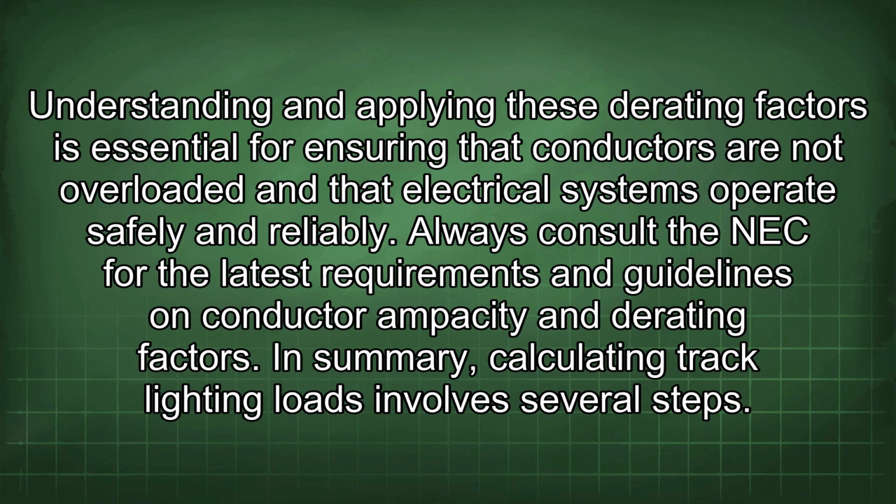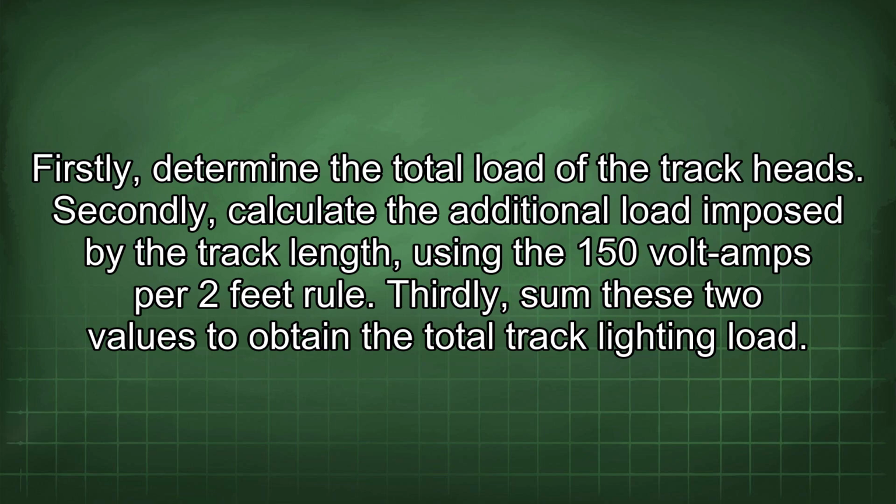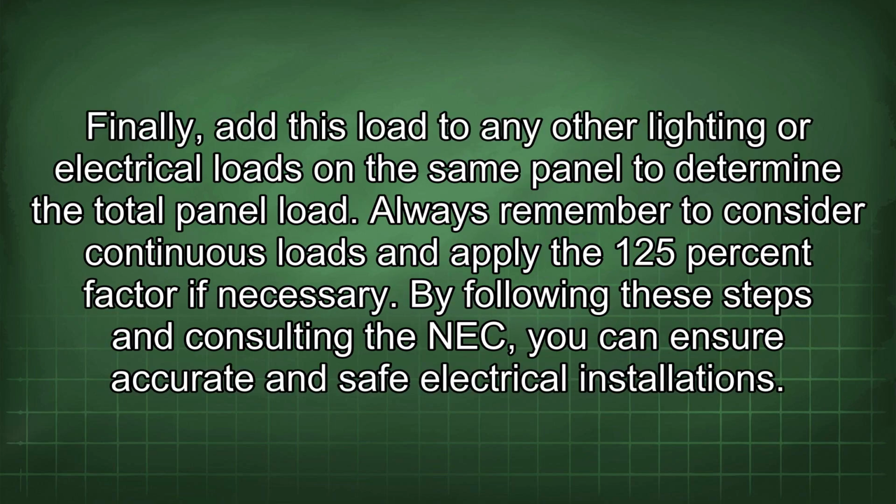In summary, calculating track lighting loads involves several steps. Firstly, determine the total load of the track heads. Secondly, calculate the additional load imposed by the track length, using the 150 volt amps per 2 feet rule. Thirdly, sum these two values to obtain the total track lighting load. Finally, add this load to any other lighting or electrical loads on the same panel to determine the total panel load. Always remember to consider continuous loads and apply the 125% factor if necessary. By following these steps and consulting the NEC, you can ensure accurate and safe electrical installations.